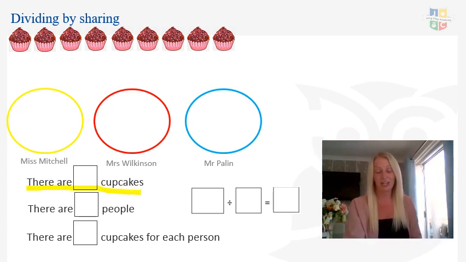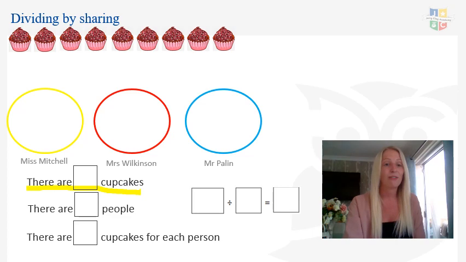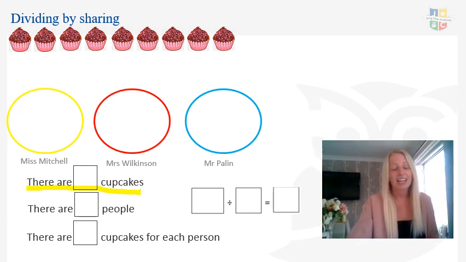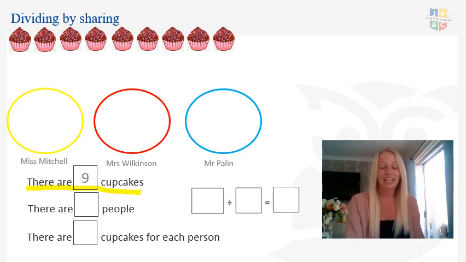So the first thing I need to do is to count the cupcakes. So I've got 1, 2, 3, 4, 5, 6, 7, 8, 9. So these could be 9 cupcakes. You might have collected 9 spoons, or you'll need 9 teddies. So make sure you have got 9 ready to share. Ready? Okay. And so I have 9 cupcakes.